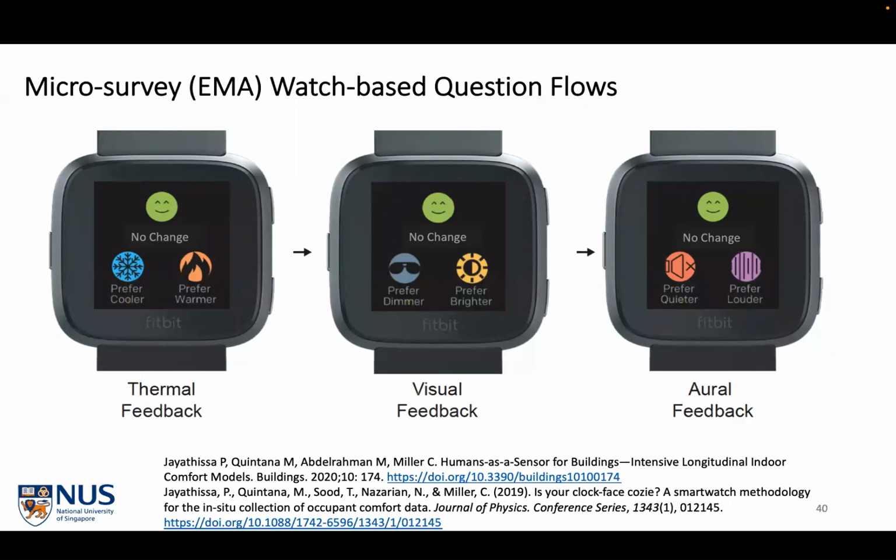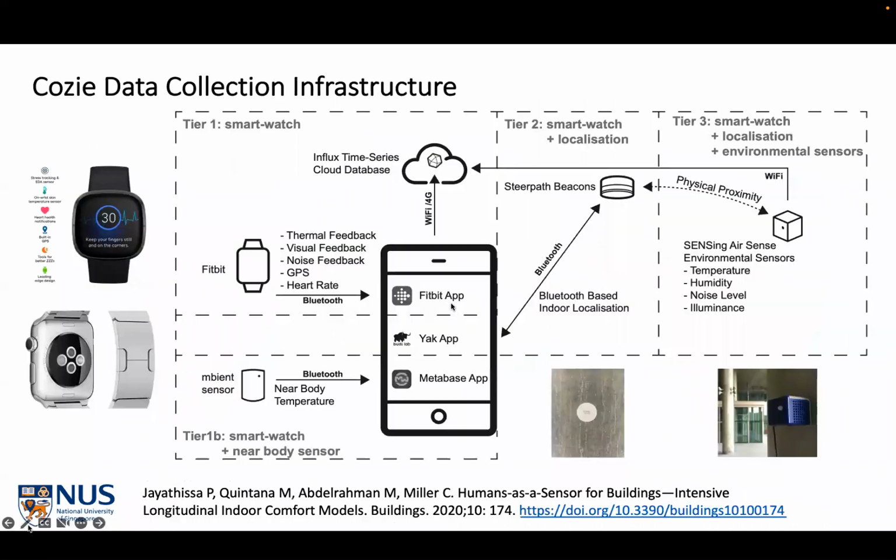EMAs are generally done on phones or computers, but micro EMA on a watch allows us to nudge people and interrupt their attention for slightly less, which allows us to ask questions more often and to have higher what's called compliance rates of test participants giving us data. So here you see thermal, visual, and oral feedback. These are very simple 3-point preference questions. But as you'll see in a second, we've expanded on that.